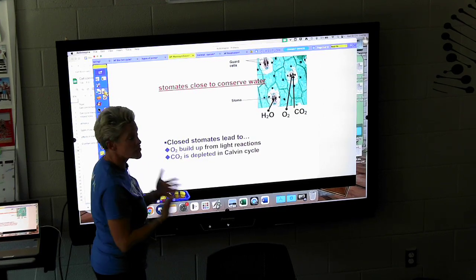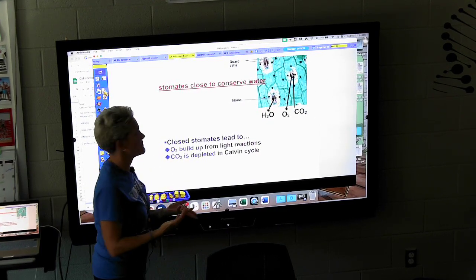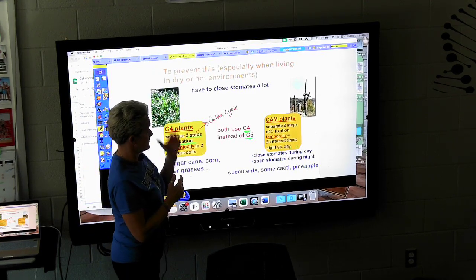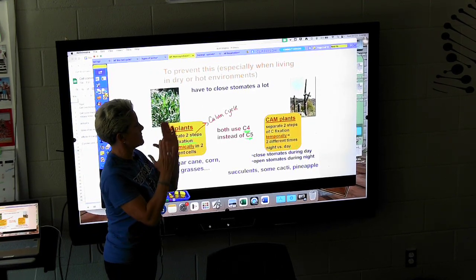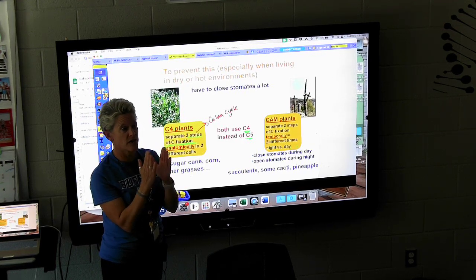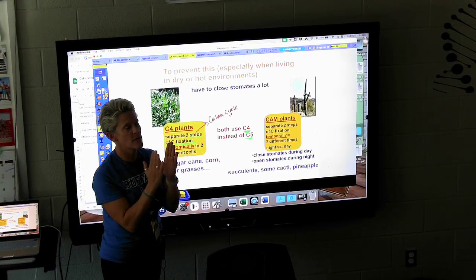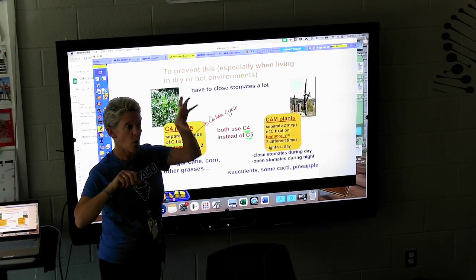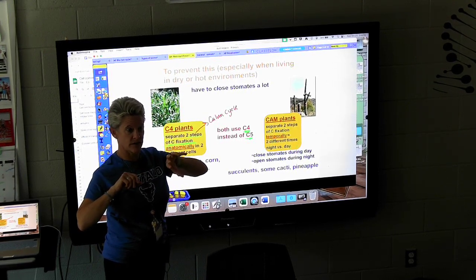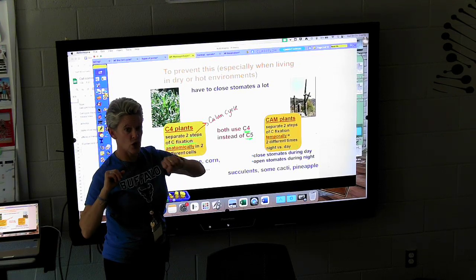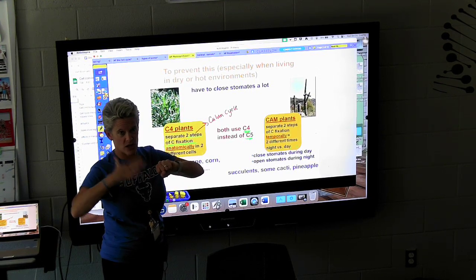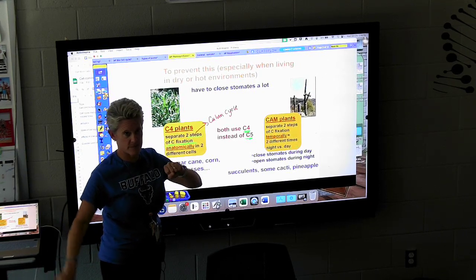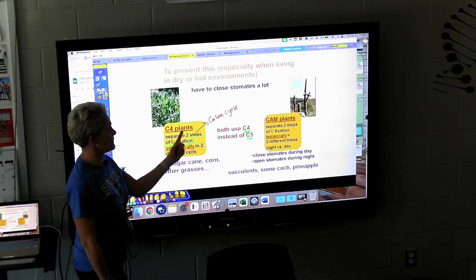Well, there are two types of plants that live in these hot, dry environments that tend to balance these issues. To prevent the stomata from having to close a lot, one of them will break apart the Calvin cycle basically into two parts. One part gets the carbon dioxide in when it's needed, when the stomata are open, and then closes so we don't lose a whole lot of water, but can still undergo the other steps. All right, so those are called C4 plants.